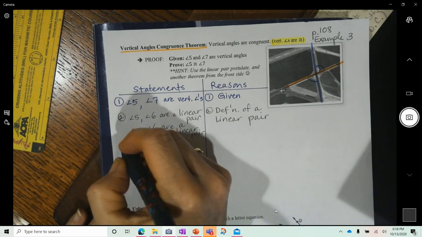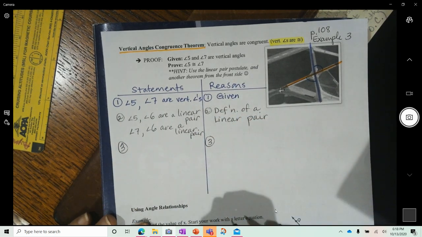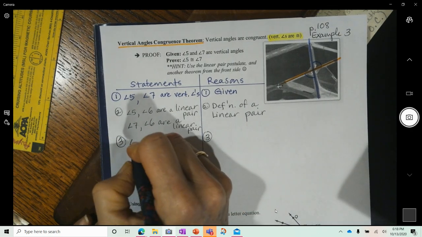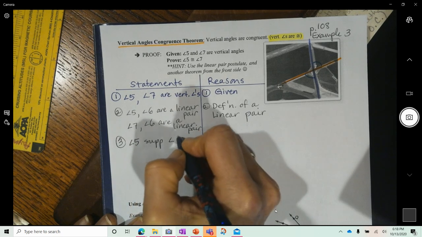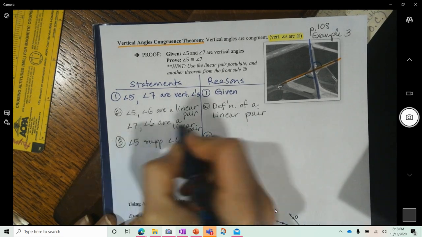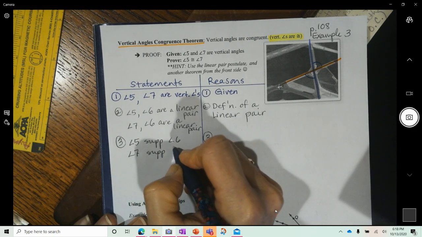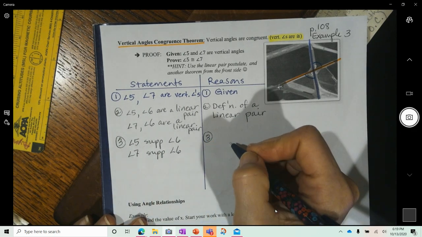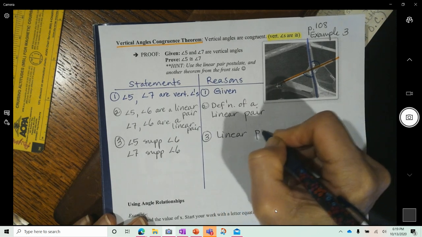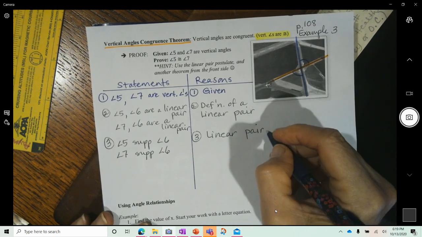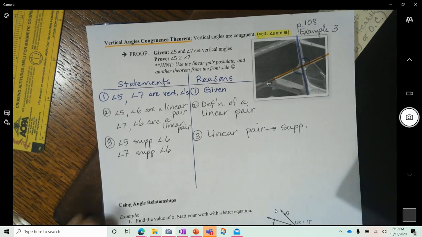So hopefully your creative juices are flowing and you can see. What we're going to do is say that angle 5 is supplementary to angle 6, and also, by the same reason, angle 7 is supplementary to angle 6. Because we can say this by the linear pair postulate. The linear pair postulate says that linear pairs are supplementary.